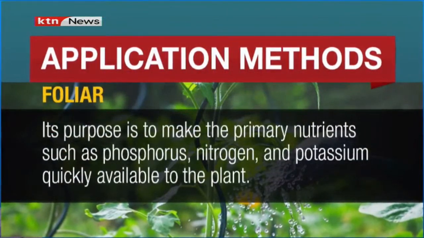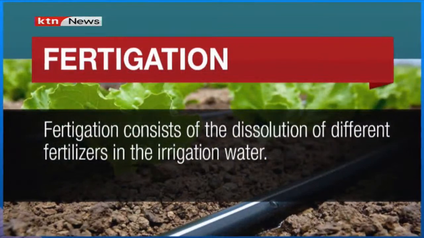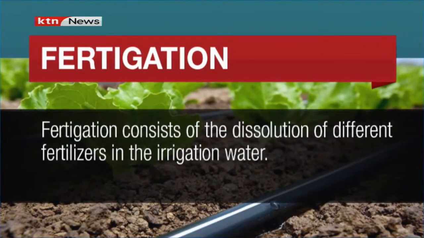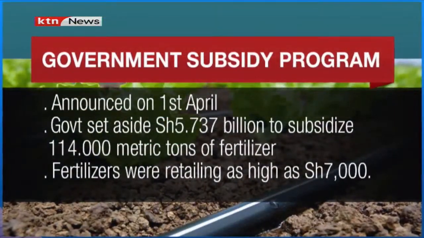Then there is also foliar. So its purpose is to make the primary nutrients such as phosphorus, nitrogen, and potassium quickly available to the plant. Lastly, we have one here that is called fertigation. This one, of course, consists of dilution or dissolution of different fertilizer in the irrigation water so that the water, together with the fertilizer, is introduced to the soil so that the crop can actually access those vital nutrients for growth.